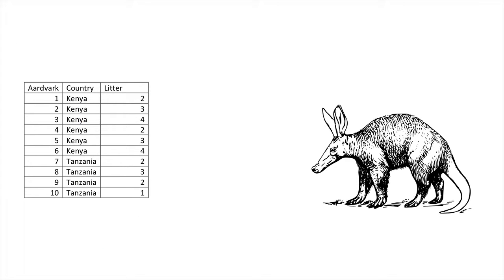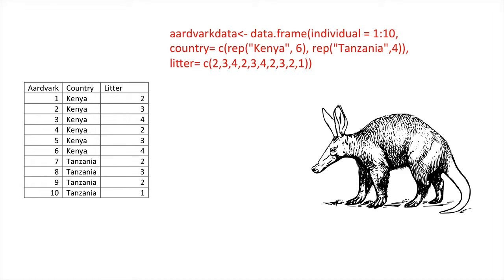Let's have another look at data frames now. Let's have a look at this made up data with aardvarks deriving from different countries, and here are the litter sizes of our aardvarks. So we have 10 altogether, 6 of them from Kenya and 4 of them from Tanzania. Well, how would we make this data frame?